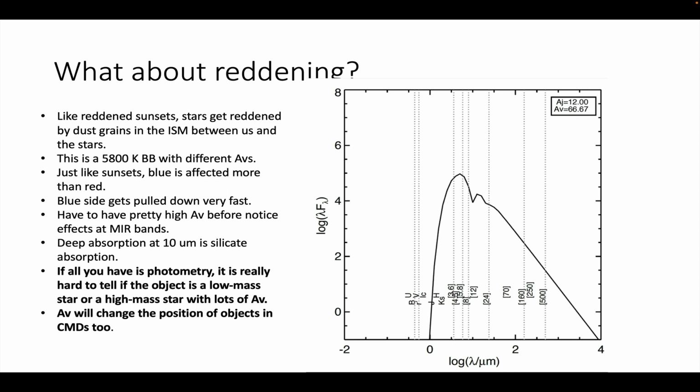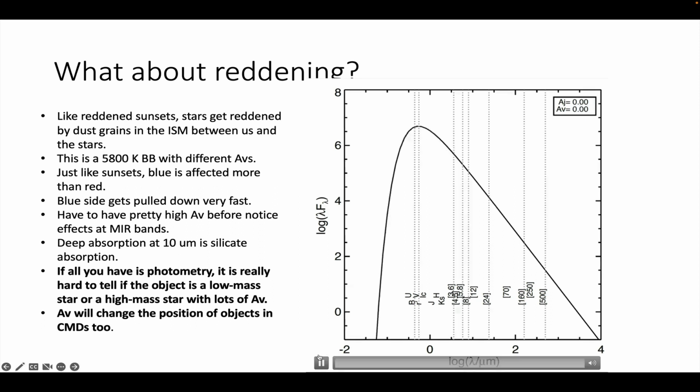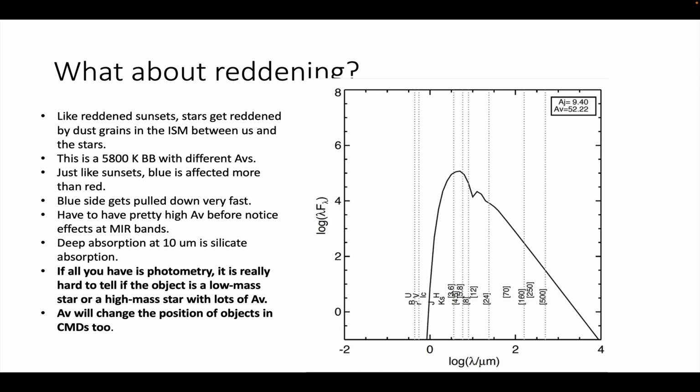Like reddened sunsets, stars are going to get reddened. The light from stars or galaxies or anything gets reddened by dust grains in the interstellar medium or in our solar system. Any dust grains between us and the source of light are going to scatter the blue light out, just like in a reddened sunset. It's going to redden the light. So in the simulation I've got going here, what I'm cranking up and down is the amount of dust in between us and this 5800 Kelvin blackbody.